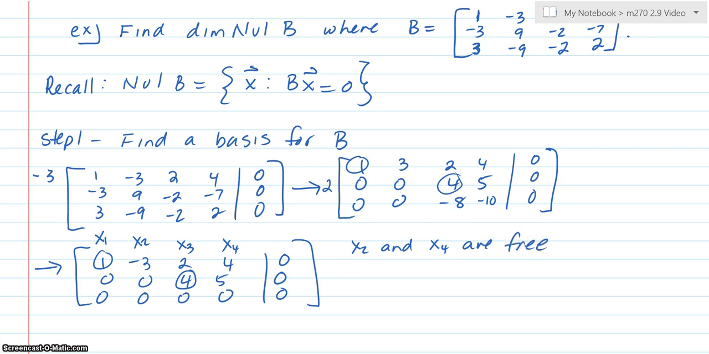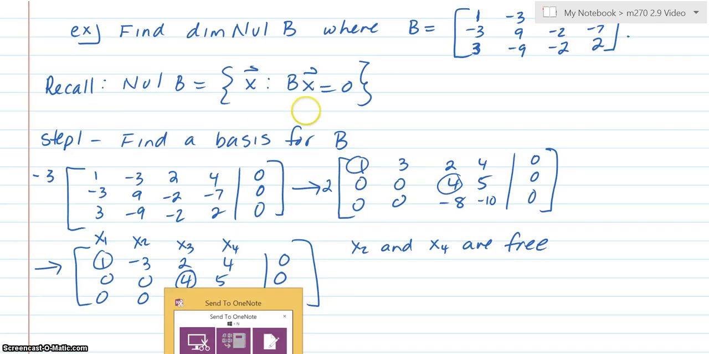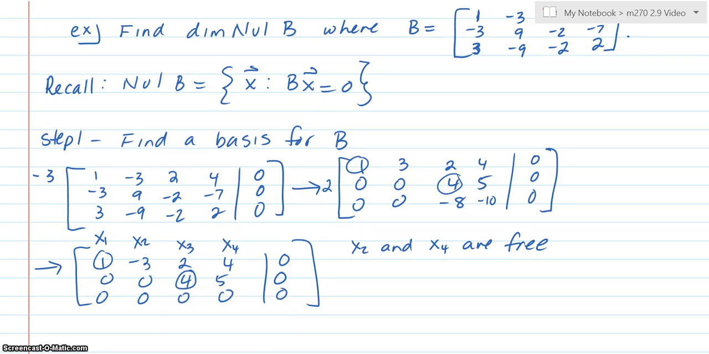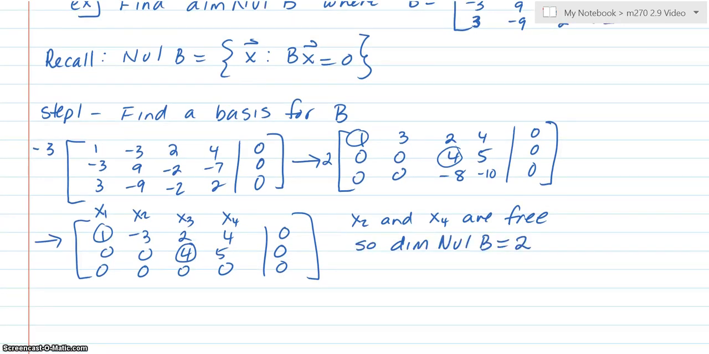So the dimension is going to be 2. If you want to see this, you could actually row reduce further and find the basis for the null space by solving for x and writing the answer in parametric vector form. But I'm just going to stop here and say the dimension of the null space is 2.